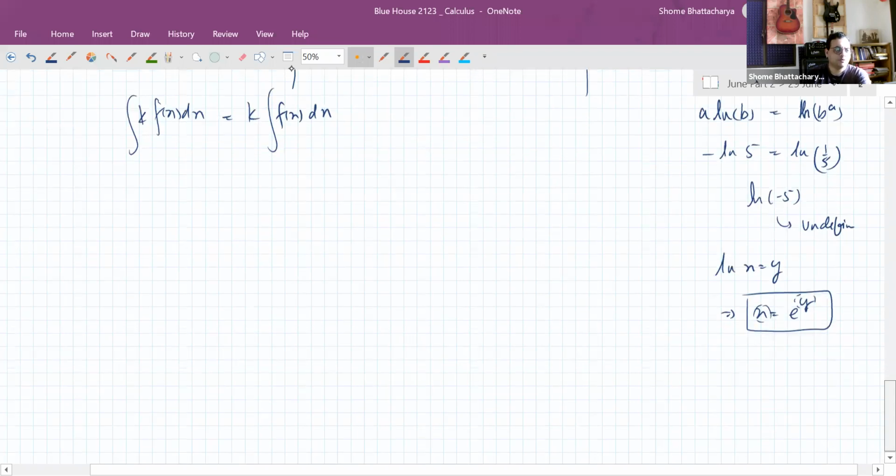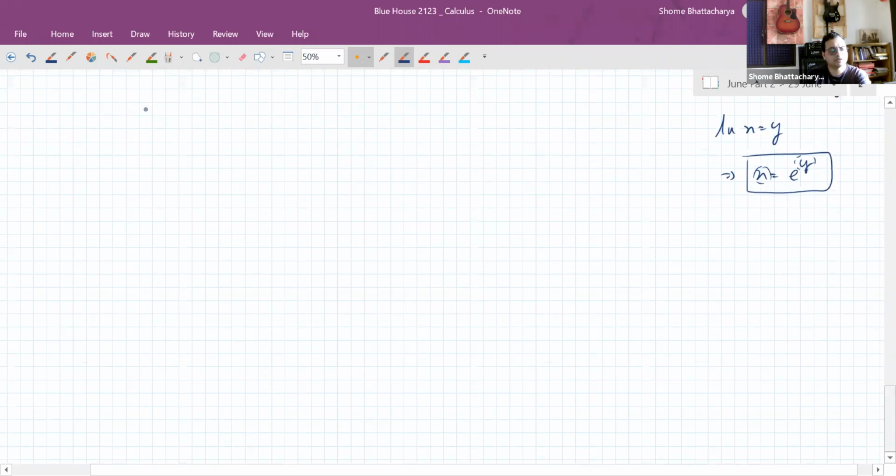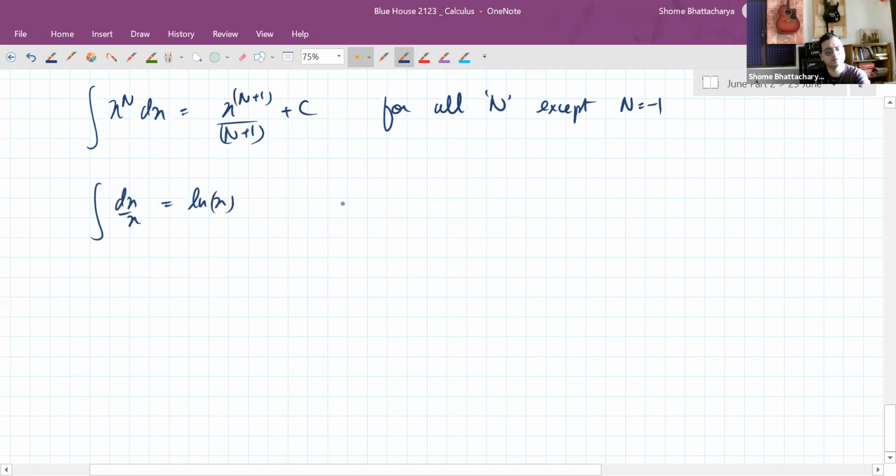Coming back to the basic formula of integration. We saw that the fundamental formula is this, with the exception that n should not be -1, for all n except n equal to -1. The exception case for n equal to -1 becomes this, so this is the exception to the above formula. Then we have the properties.